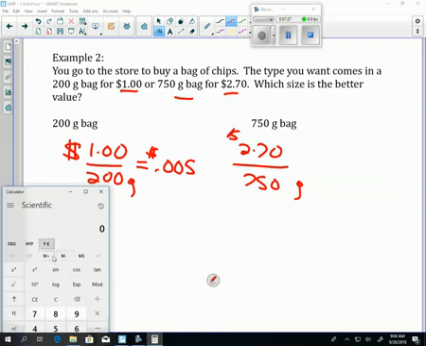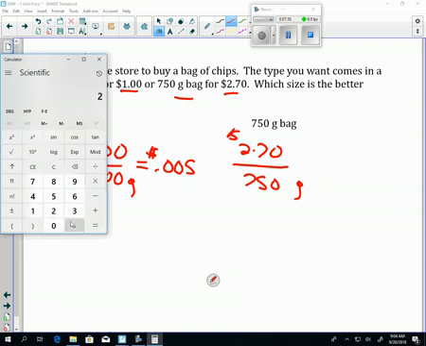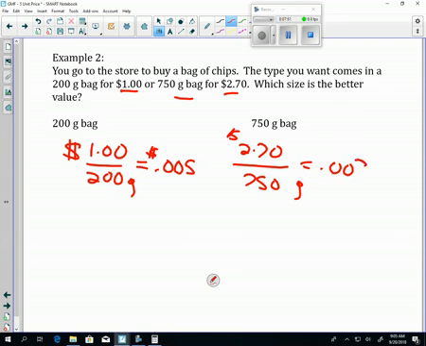And here we're going to have $2.70 divided by 750. And it's 0.0036. Now this one has 3 places, this one has 4. So we can round this off to 3 places. Now because 6 is bigger than 5, we round this to 4.